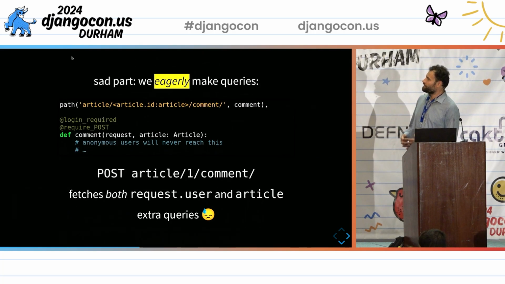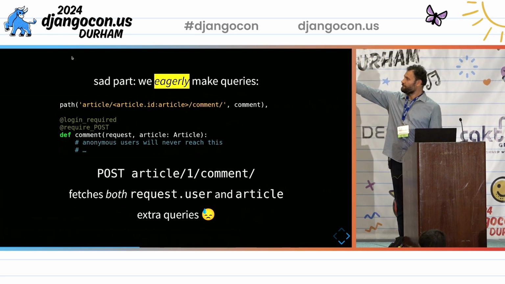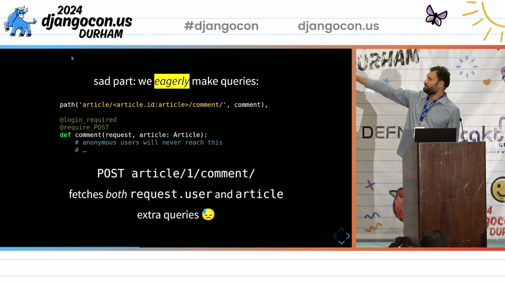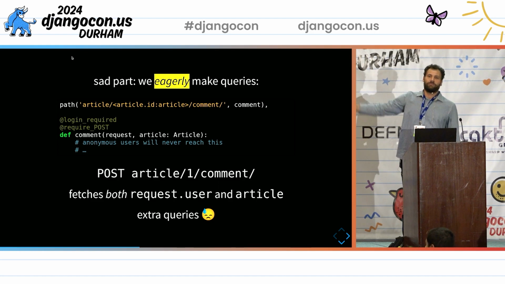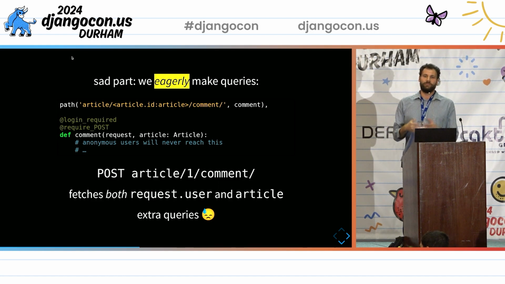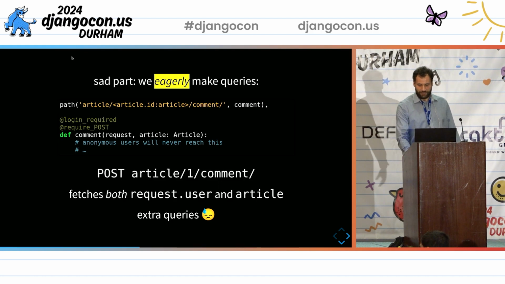Now, the sad part of this approach is, of course, that we make queries eagerly. So imagine that you, for example, have a view that is login required. Then even if the user is not authenticated, it will first fetch the article and then fetch the user. Whereas if the user is not logged in, we have fetched the article for nothing because the view will simply reject to get triggered. And so we are doing useless database queries.